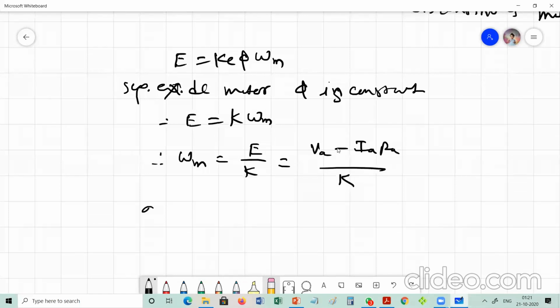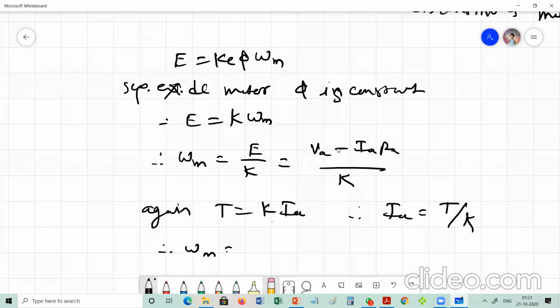Again, T is equal to K into IA. Similarly, T is equal to K φ IA, but φ is constant, so T becomes equal to K into IA. Therefore, IA is equal to T by K. Therefore, speed ωm is equal to VA by K minus, instead of IA we can write T by K, so RA by K square into T.